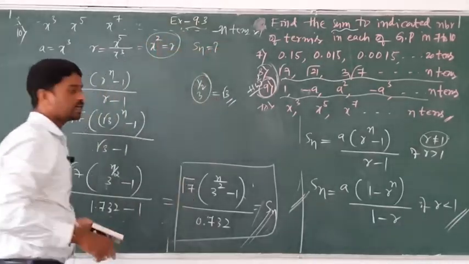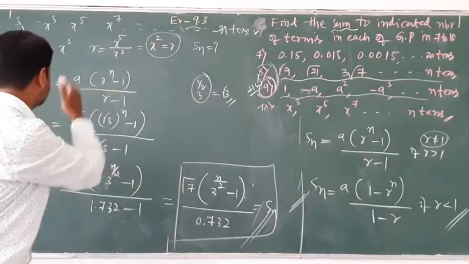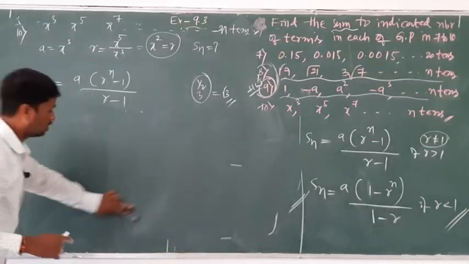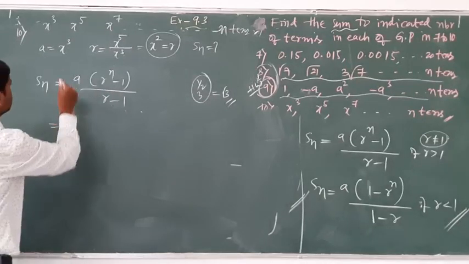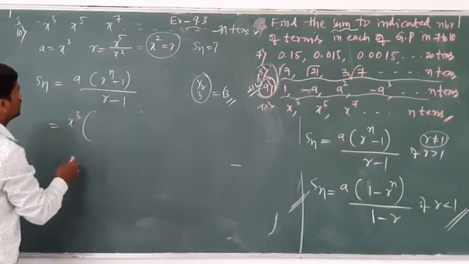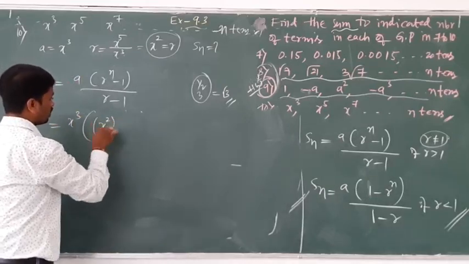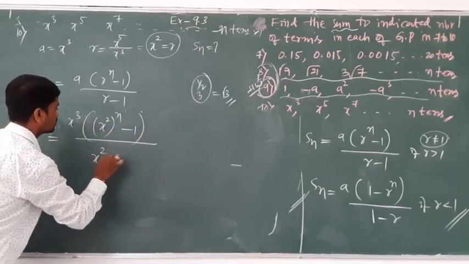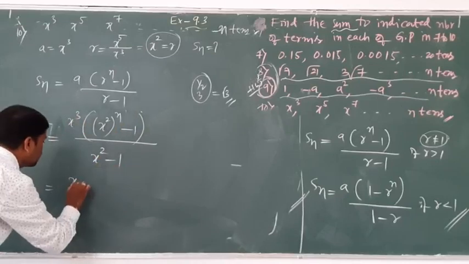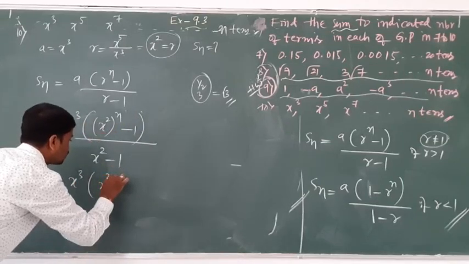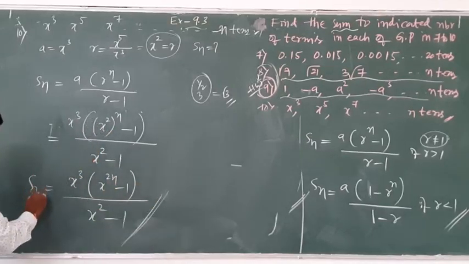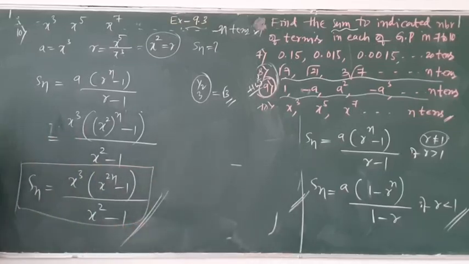Our target is the sum of n terms of a GP. What is the formula? Sum of n terms is a into r power of n minus 1 divided by r minus 1. What is the a value? x cube. Here r is x square, whole power of n minus 1, divided by r minus 1, which means x square minus 1. Therefore, write x cube into x power of 2n minus 1 divided by x square minus 1. Simple. This is one of the very easy questions in this session.